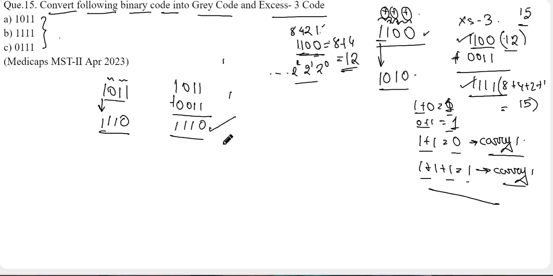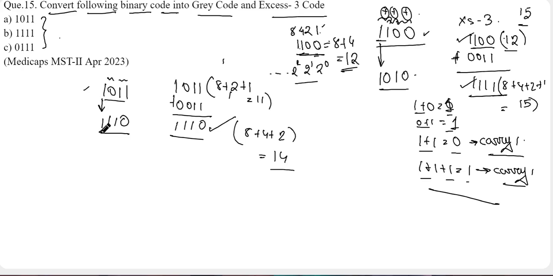So as I have said earlier, we can check the value of it. Here 1011 has a value of 8 plus 2 plus 1, which is equal to 11, and in this case this has a value of 8 plus 4 plus 2, which is equal to 14. So 11 plus 3 is equal to 14. So yeah, this is our XS3 code.